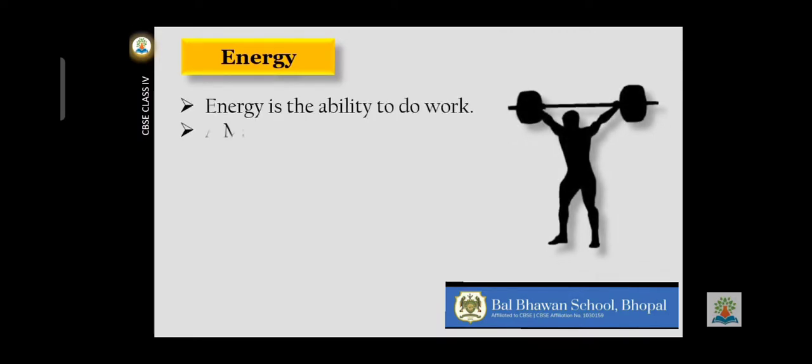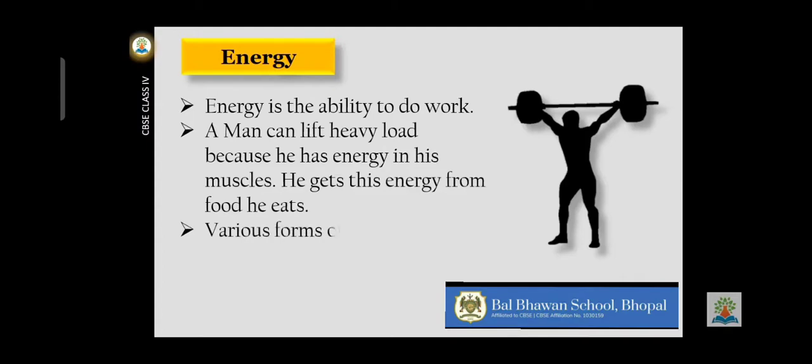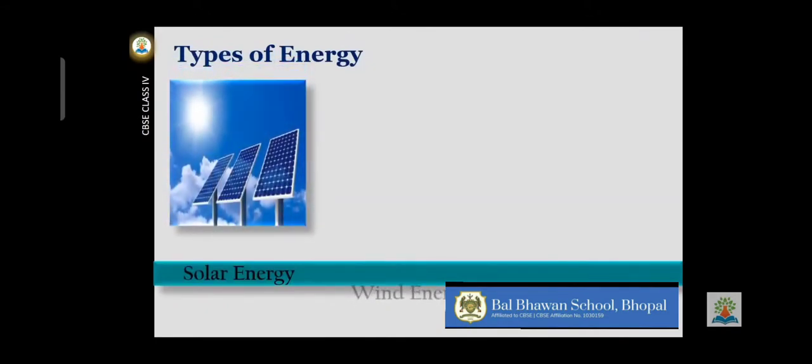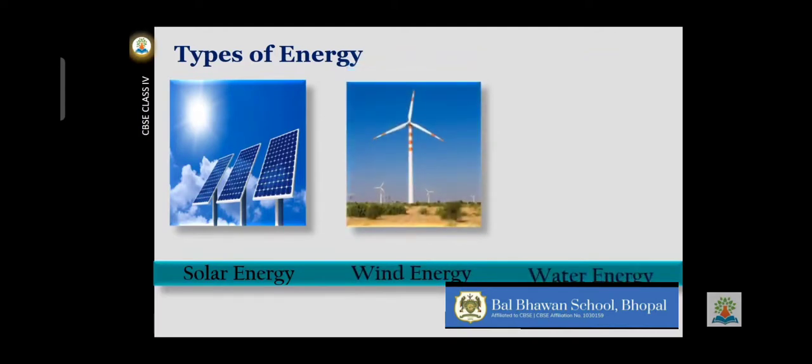Coming to the next topic, energy. Energy is the ability to do work, and we get the energy from the food that we eat. And energy is very much essential for doing our daily activities. So the different kinds of energy are solar, wind, water, chemical, light, heat, electrical, magnetic and sound energy. But in this chapter, we are going to look at the three main forms of energy. The first type of energy that we are going to study is solar energy, second is wind energy, and the third type of energy is water energy.